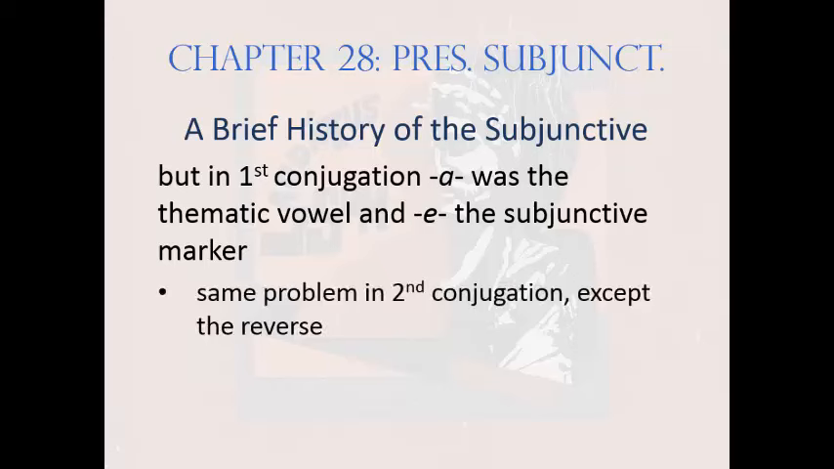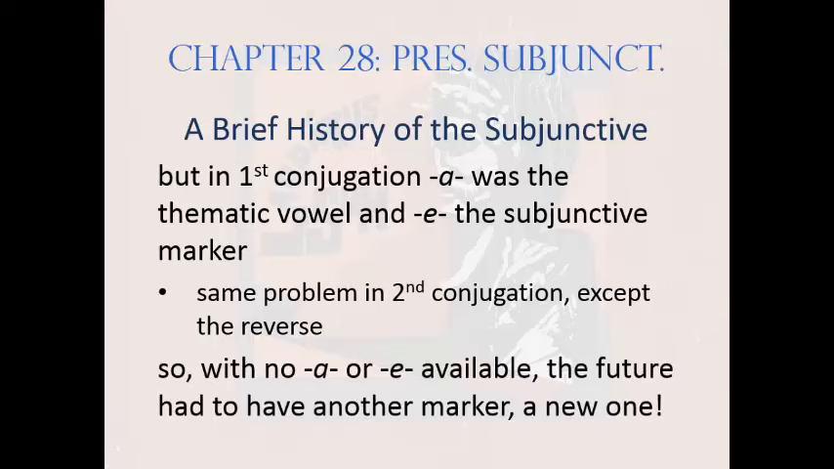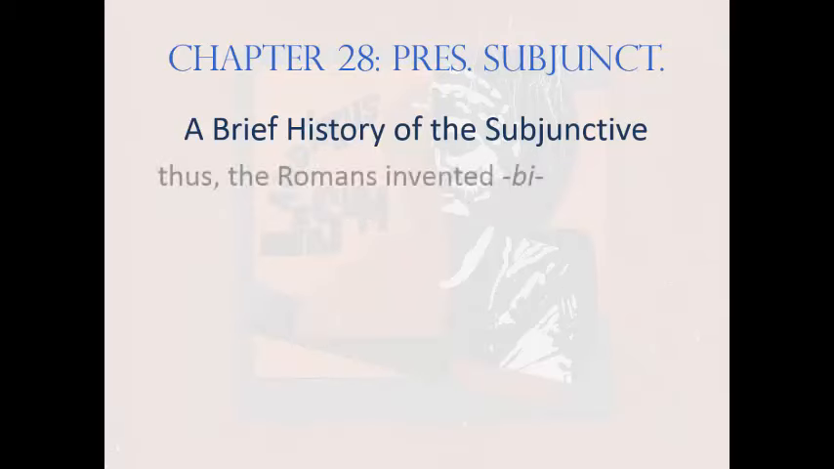Same holds true for second conjugation. Except here it's the E, not A, thematic vowel that causes the problem. So, in first and second, there's no choice but to create a whole new form for the future. And you know the answer. What did the Romans use as their future marker in first and second conjugation? BI, a wholly Roman invention.